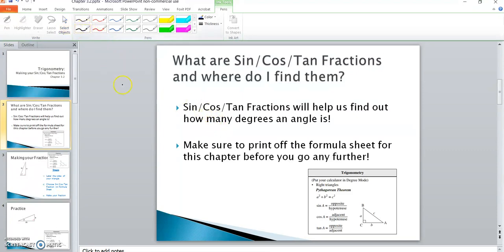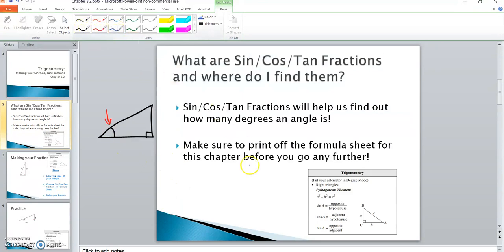So as I mentioned in my previous video, if I have a triangle and I've got a little line here to talk about this angle, I'm not going to use a protractor to find out how many degrees it is. But by the end of this chapter, you will know how to figure it out without using a protractor.